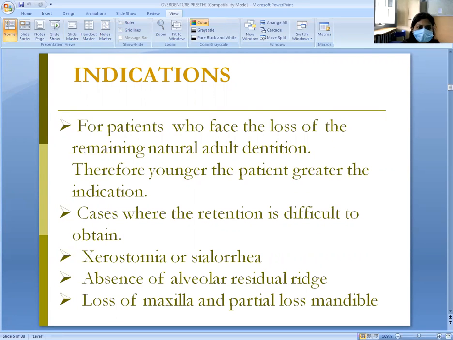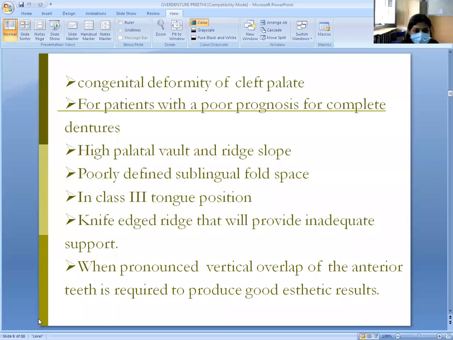Indications for overdenture: for a patient who faces the loss of remaining natural teeth of adult dentition. When a patient is young and, for any reason, faces the loss of teeth, overdenture is a very good option for the young patient. Cases where retention is difficult to obtain, like when there is resorption of the ridge and loss of many teeth, then there is a retention problem. In those cases, the overdenture is a good option.